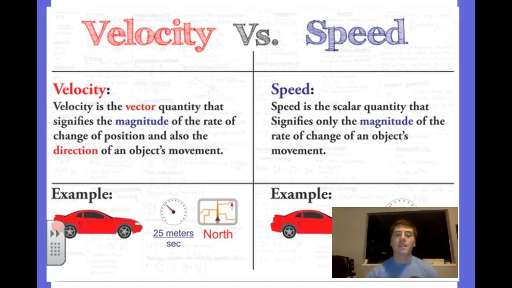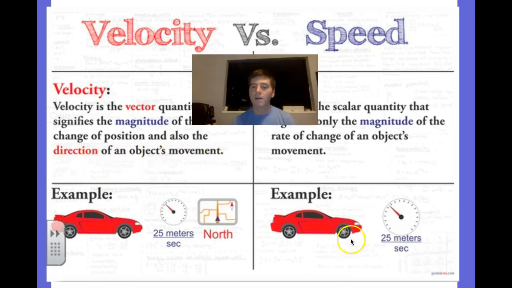The difference between velocity and speed is pretty simple in that velocity is our vector and speed is a scalar measurement. So speed, the more simple one I think, is a scalar quantity that signifies only the magnitude of the rate of change of the object's movement. So how fast are you going? Velocity has the magnitude of the rate of change and also the direction of the object's movement.